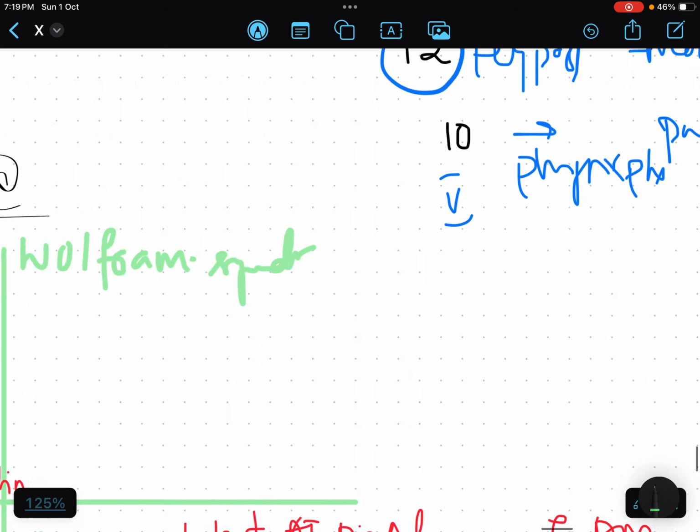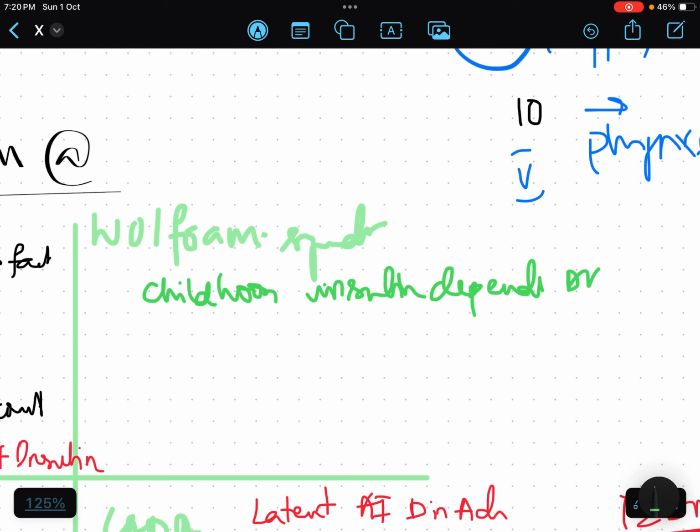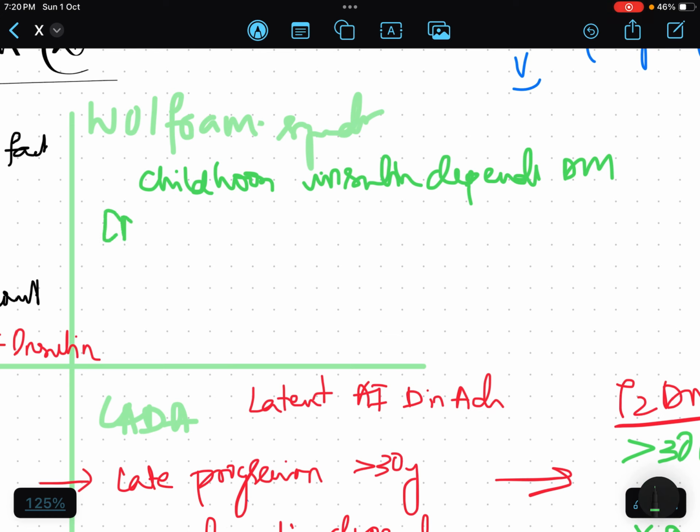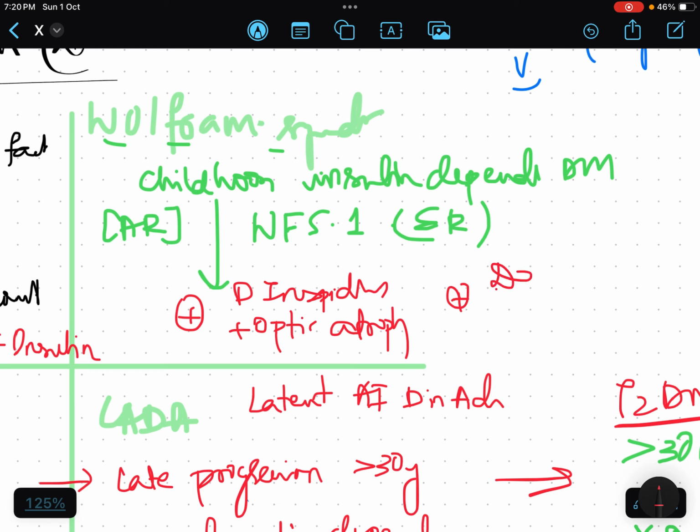Another syndrome where we see childhood insulin dependent diabetes mellitus is Wolfram syndrome, which is an autosomal recessive condition with mutation of WFS1, which is a protein in the transmembrane of endoplasmic reticulum. Along with this diabetes mellitus, the patient presents with diabetes insipidus, optic atrophy, and the patient may also have deafness and neurodegenerative symptoms.